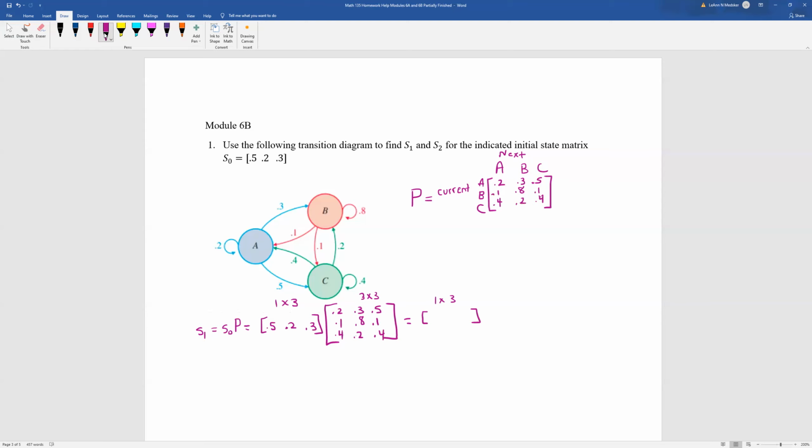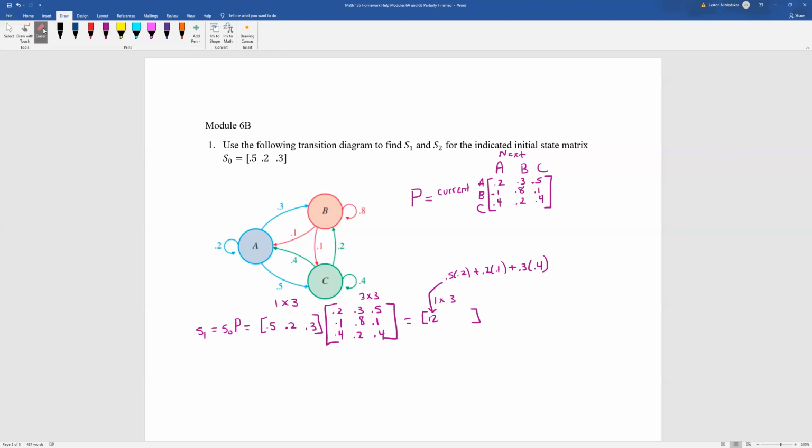So to remind you, I'm going to do one note here and then I'll do the rest using the calculator. You're doing row by column. So it's 0.5 times 0.2 plus 0.2 times 0.1, and then 0.3 times 0.4. So row by column and element by element. So this is 0.10, 0.02, and 0.12. So that's going to add up to 0.24.